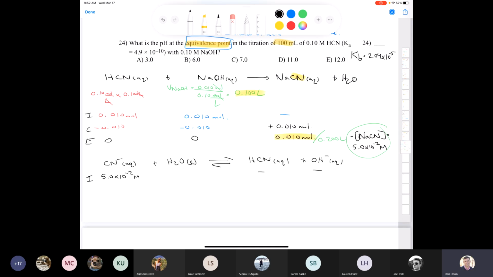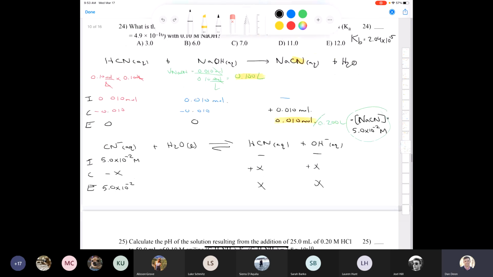So our change is going to be, we're going to lose something here, we're going to gain something here, we're going to gain the same amount. At equilibrium, I'm going to ignore the x. The reason why is I've gone over this with you many times in class, that the initial concentration of my base is greater than 100 times the Kb, so I can ignore it. Now it's just a matter of solving the ice table.